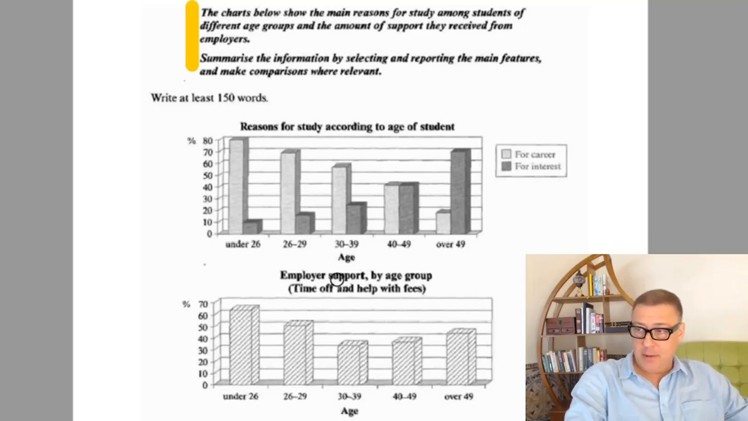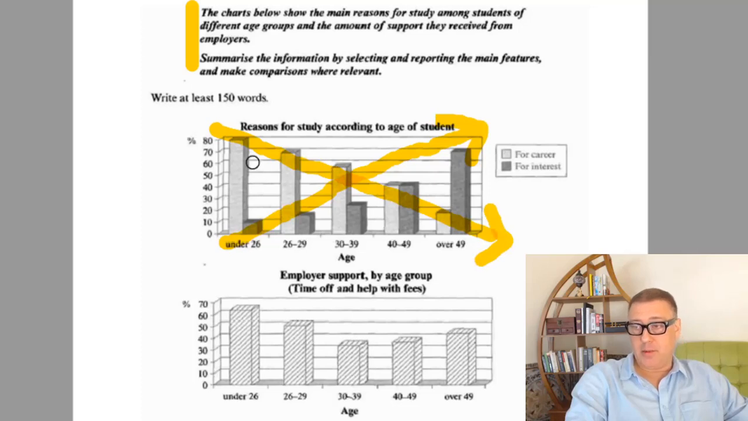So let's think about overview. So again, this is generally highest, lowest, increases, decreases, things like that. So you can kind of draw a line like that. Now we're not talking about time, so it's not an increase in that respect. But this one's going up and this one's going down. So we can say this one, as people get older, they study less for career and more for interest. So that's part of our overview. That's the main aspect of our overview, one of them.